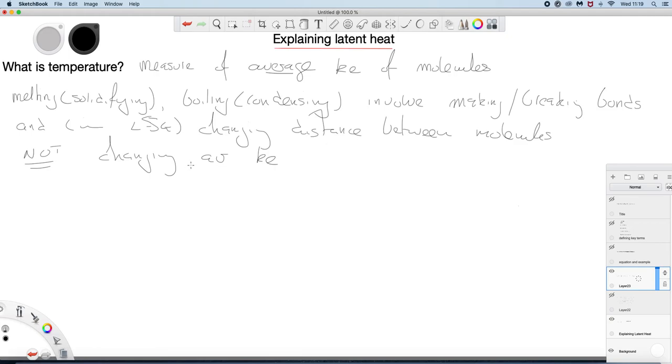So that's the explanation of latent heat. It is energy that is going in to break bonds or coming out when bonds are formed. It is the energy going in to move molecules further apart, or it is coming back out when those molecules move closer together. This is all about conservation of energy, remember.